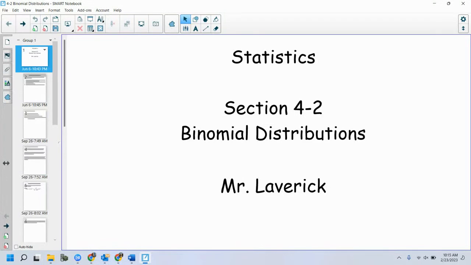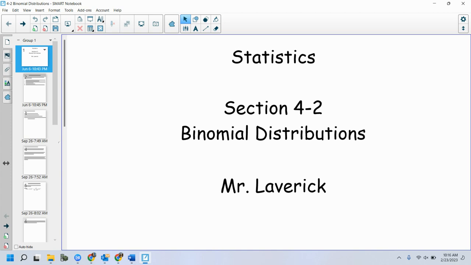Welcome back, everybody. This is the second part of Chapter 4. In Chapter 4, Section 1, we talked about probability distributions, which is basically just if I run a probability experiment, show me all of the possibilities of all the probabilities that you could have. That's a probability distribution. What we're going to talk about today is a unique type of probability distribution.